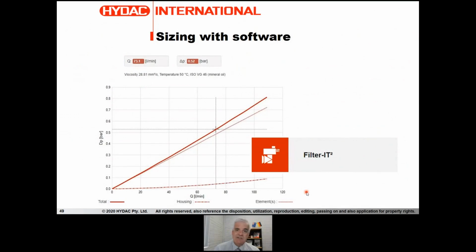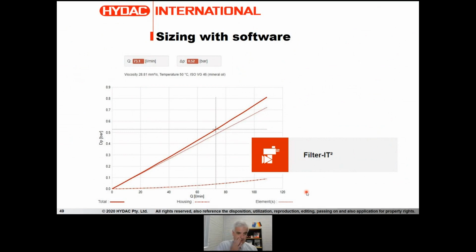Now, we actually don't use Excel here in HYDAC World. We actually use computer software. Now, that software is available to you for free on the HYDAC website and in the HYDAC Tools app. So it's called Filter It 2.